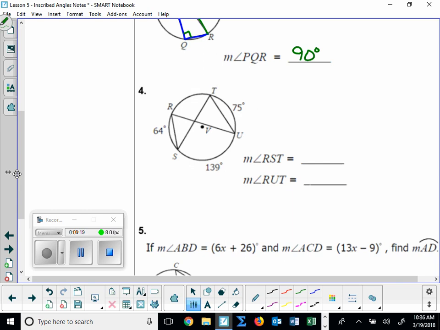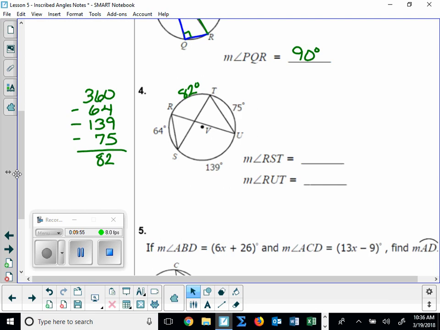Okay, let's see. I'm looking at it, and they gave me RS, SU, UT. I'm missing one arc up here. All the arcs in a circle have to add up to 360. So if I do 360 minus 64, minus 139, minus 75, what do I get? 82? RT is 82 degrees.